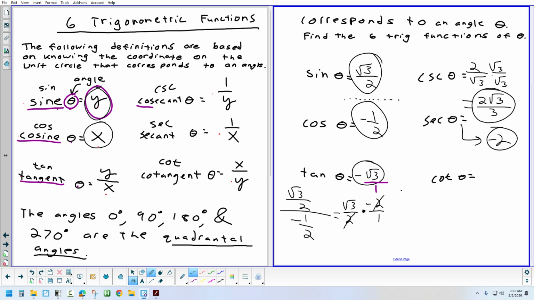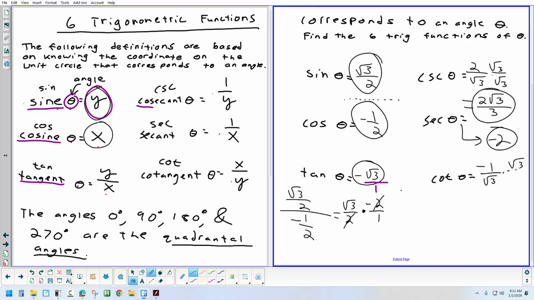You get 1 over square root of 3, negative square root of 3. Where we put the negative doesn't really matter. You could keep it in the bottom. I usually just put negatives in the top. But yes, it has to stay negative. And same problem we had with the cosecant, we just have to fix that. And what do we multiply by to fix that?